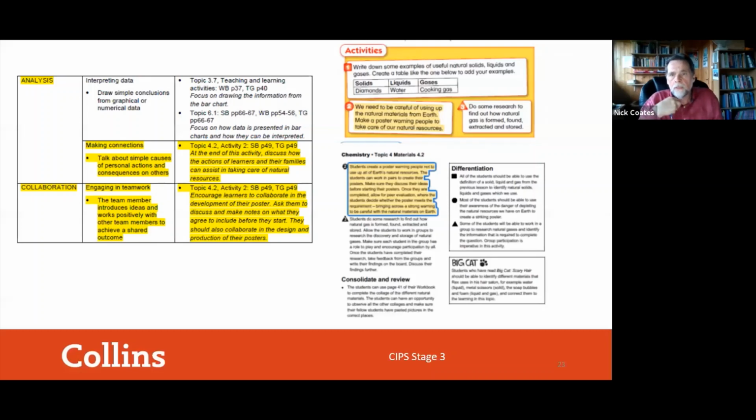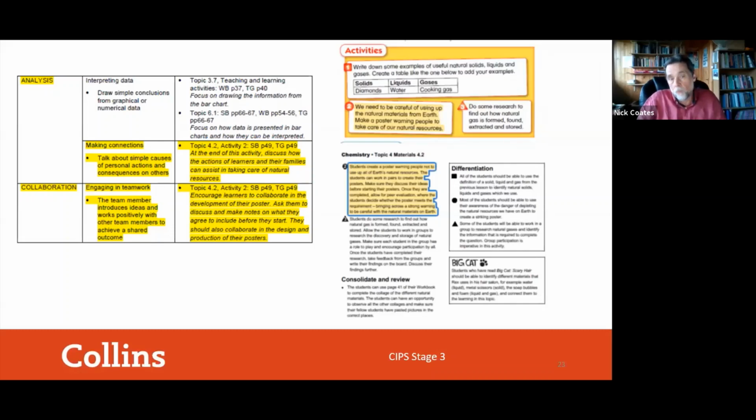Activity 2, we need to be careful of using up the natural materials from Earth. Make a poster warning people to take care of our natural resources. So the students will collaborate, they will discuss what can be done, and they will make a poster. For the analysis, making connections learning objective, we're told at the end of this activity, discuss how the actions of learners and their families can assist in taking care of natural resources.